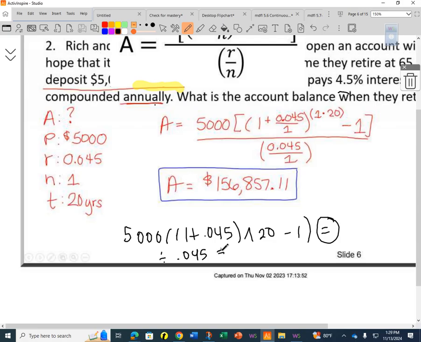So go ahead and do number 3. Do you want to do number 3? Go ahead and do number 3, your A, your P, your R, your N, your P. Unless you need help with this one, raise your hand. I'm ready to help you.